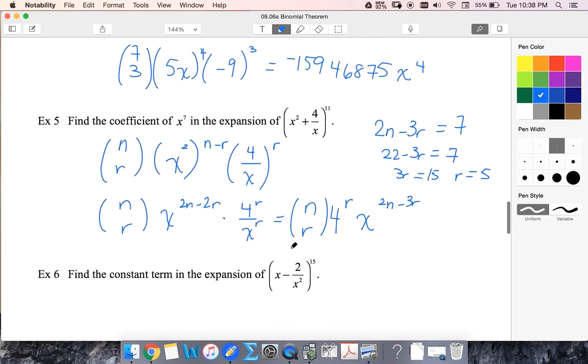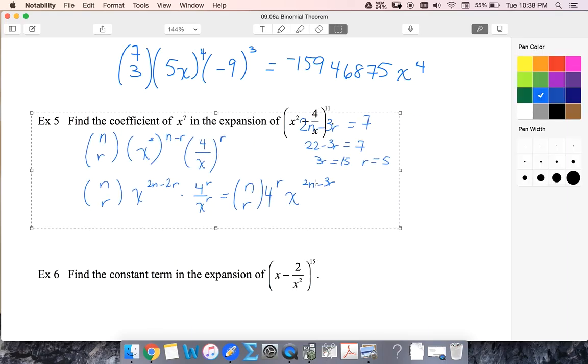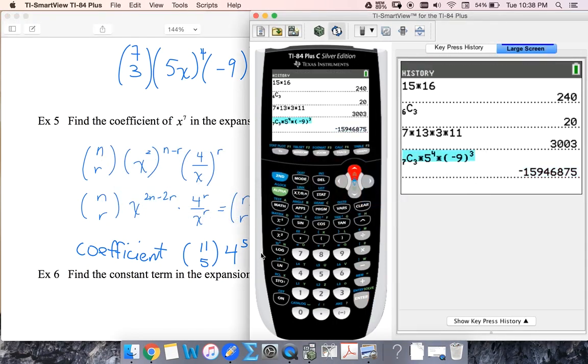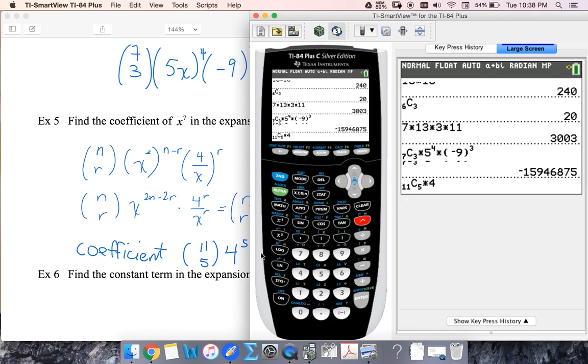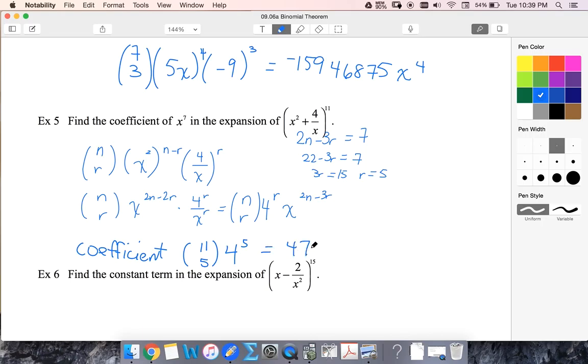All right, so now if I want to find the coefficient, let's make this all a little bit smaller. My coefficient then is going to be 11 choose 5 times 4 to the fifth. All right, so to my calculator, and I can work that out. 11 choose 5 times 4 to the fifth, another big number I'm sure, 473,088. And there's the coefficient.